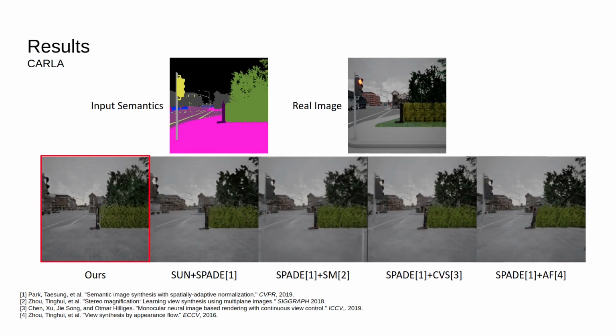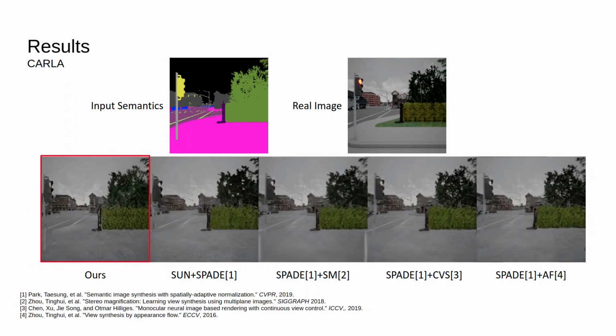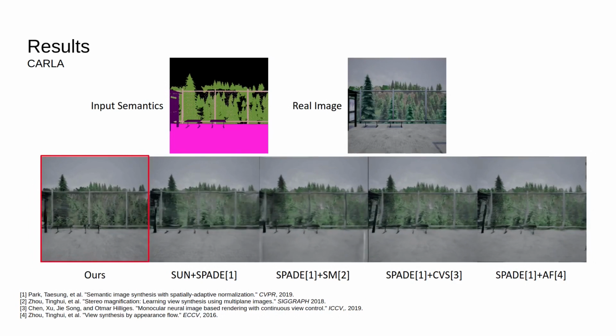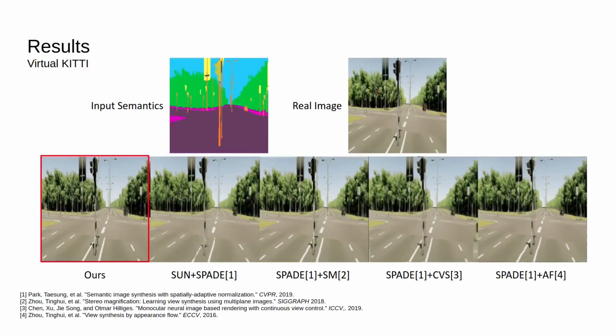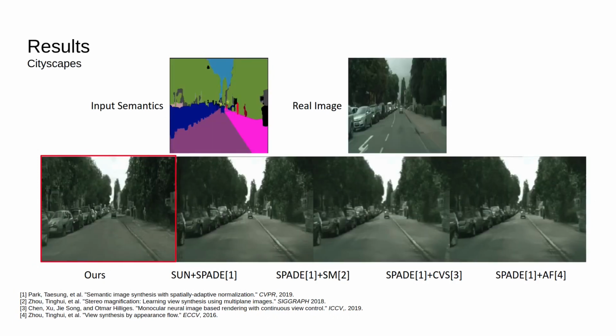Here we show sample renderings of a scene taken from the Carla dataset. The renderings are generated by our GVSNet, SUN plus SPADE, and SPADE plus view synthesis methods. As expected, SUN plus SPADE suffers from inconsistencies, while SPADE plus view synthesis methods cannot reconstruct the scene correctly. Our method, on the other hand, produces realistic novel views even in the challenging parts of the scene. Here we show another result from the Carla dataset. Again, the quality of our generated novel views surpasses all of the baselines. Here is a sample result from the virtual KITTI dataset. And here is a sample result from the Cityscapes dataset.